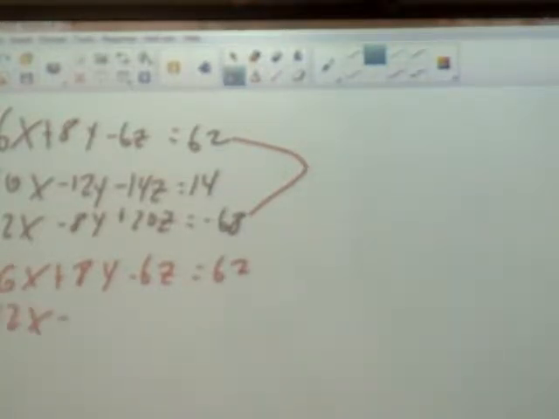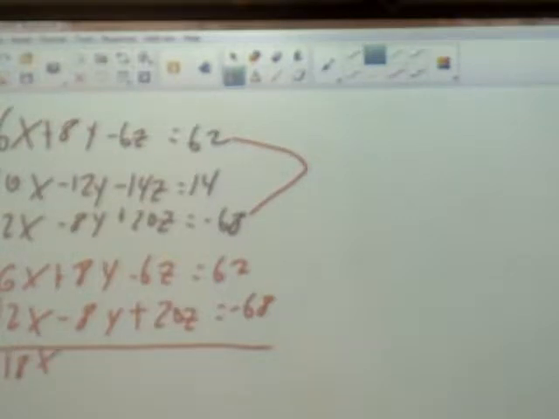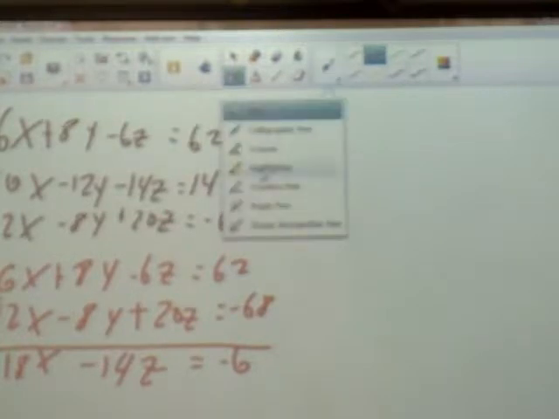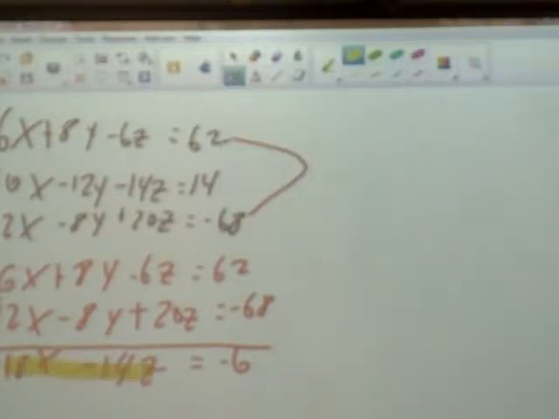That's why I wanted to start over and do this whole thing again, so you would remember the process we went through. Now my 8y's are different signs, so that means this is an addition problem. 6 and 12 give me 18x's. 8y and negative 8y's, nothing. He's gone. Negative 6z and 20z is negative 14z, and 62 and negative 68 is negative 6. We good on that? Alright, so that was my new equation number 1. I'm not going to lose it.